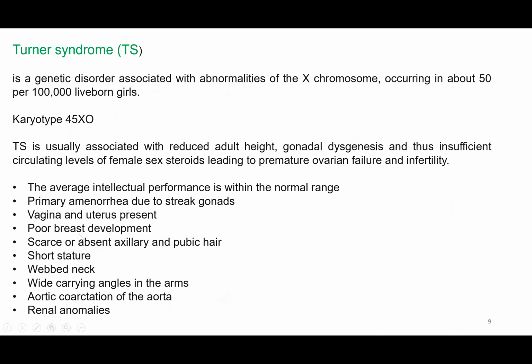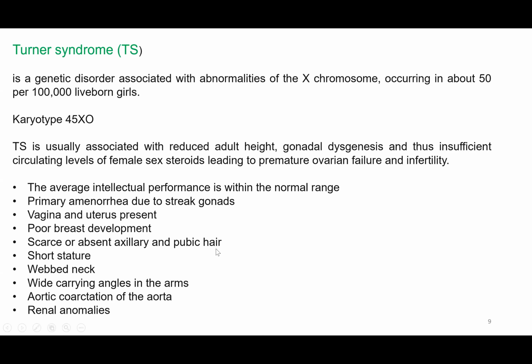poor breast development. She has scarce or absent axillary and pubic hair. The uterus is present, the vagina is present, the external genitalia appear normal. However, the ovaries are streak gonads, resulting in premature ovarian failure. So the hypothalamus and the pituitary will continue to produce GnRH and FSH. However, there is no response from the side of the ovaries, because they are streak ovaries, fibrotic tissue, and in those patients we will find high levels of FSH.